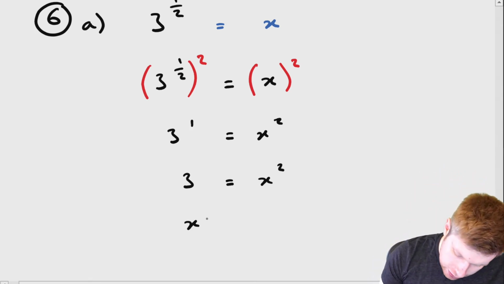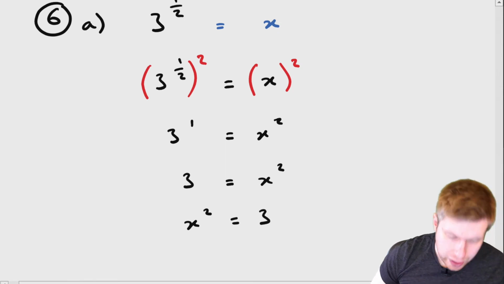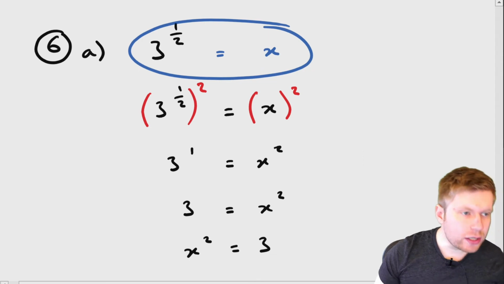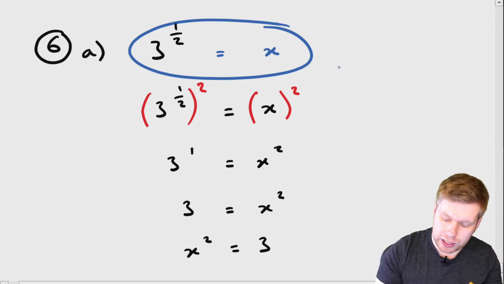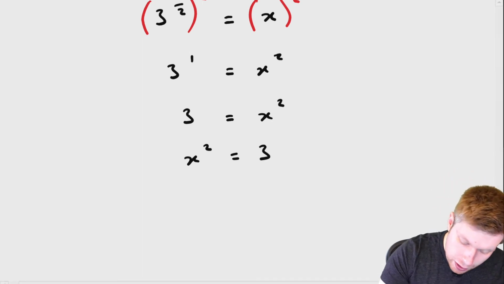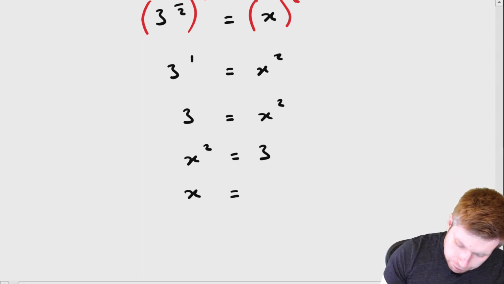Now, if I just flip the sides around, I get x squared equals 3, which means, remember, right at the very start, what did I want to find? I wanted to find out what x was. I wanted to find out what this 3 to the power of a half could be rewritten as, okay? So if you see here, I'm going to be a little bit naughty here.